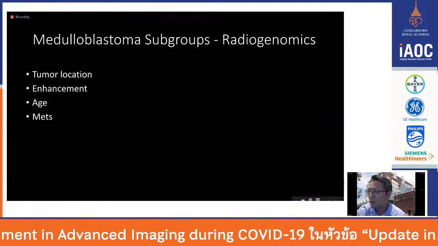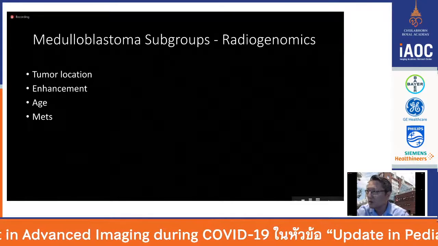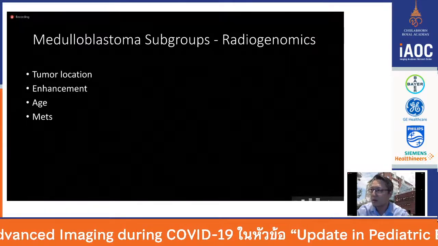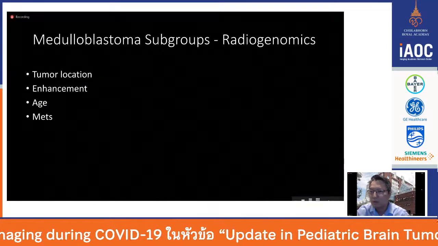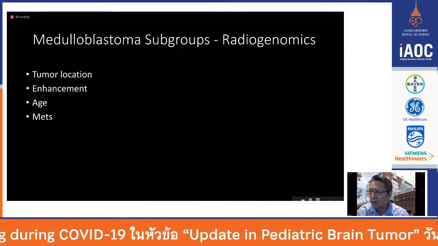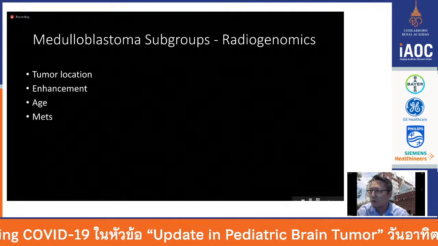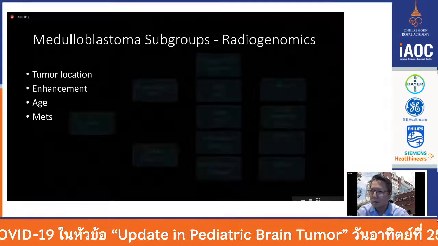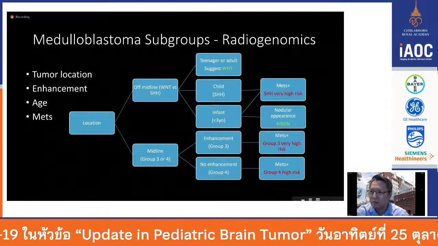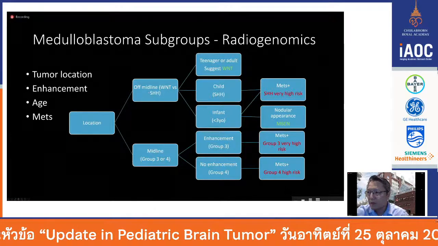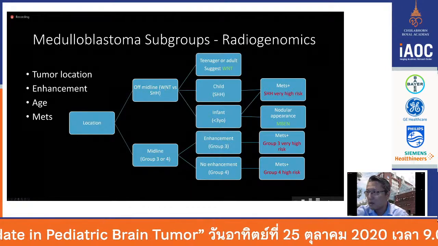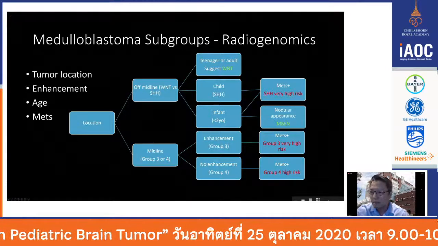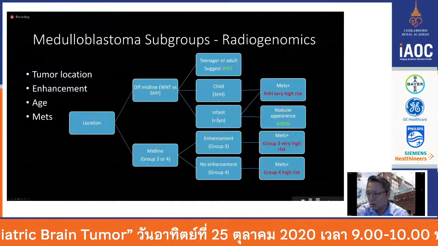Okay, so here's a handy flow chart that I would use when you think this is a medulloblastoma. Now remember, look at the tumor location, of course, whether it enhances, age is very important, and whether there are metastases. So if we start with location, we either have off midline or we have midline, right? Off midline is WNT or SHH. Midline, the classic location is group 3 or 4.